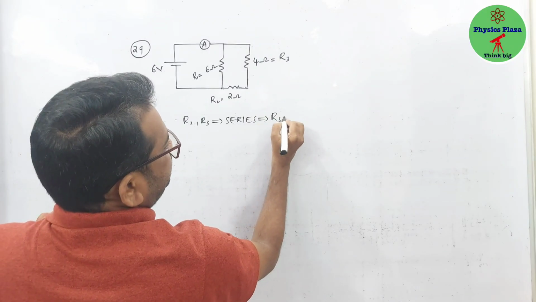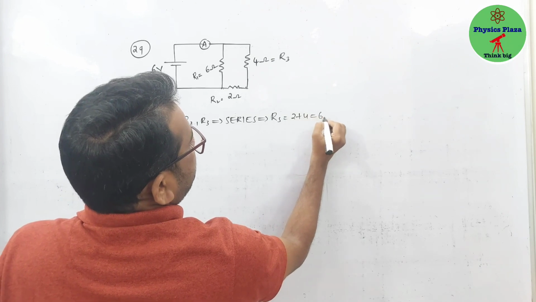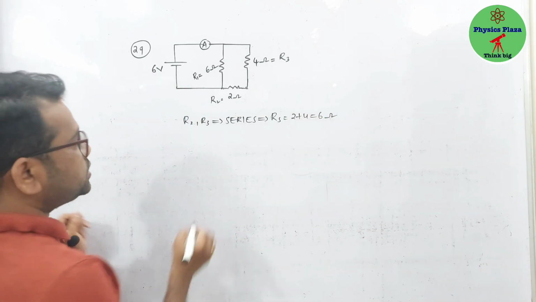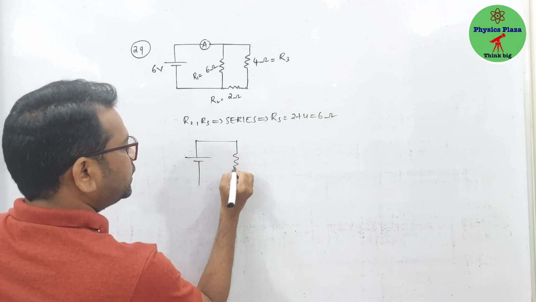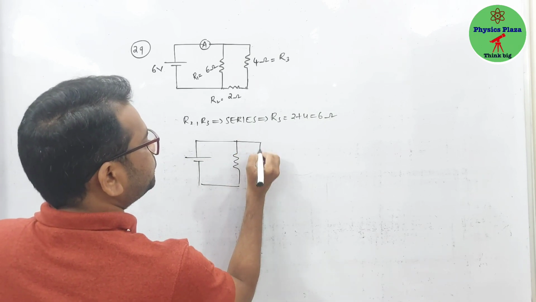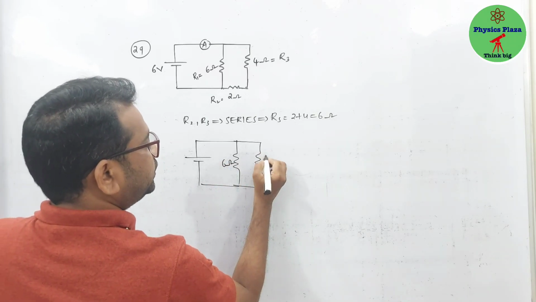So if they are in series, 2 plus 4, this will be 6 ohm. So this branch, this circuit, I can remake like this. Okay, here it is already there. Now it is 6 ohm. Now this is 6 ohm.